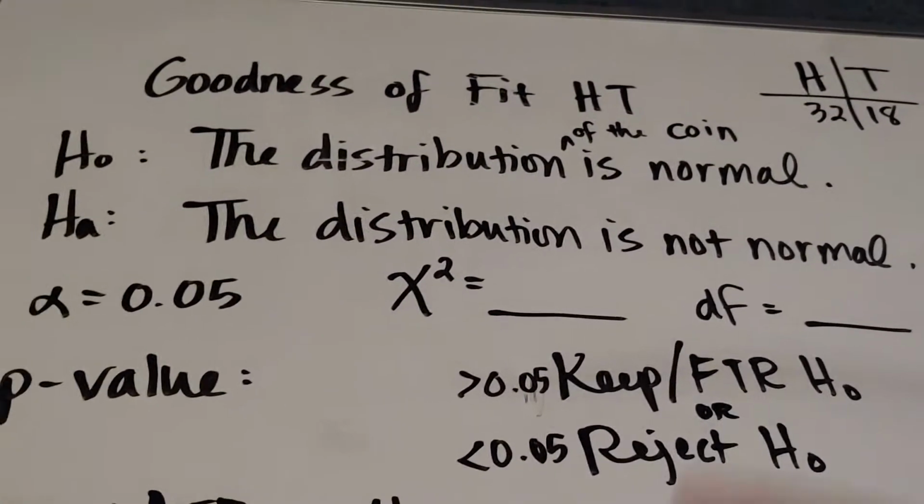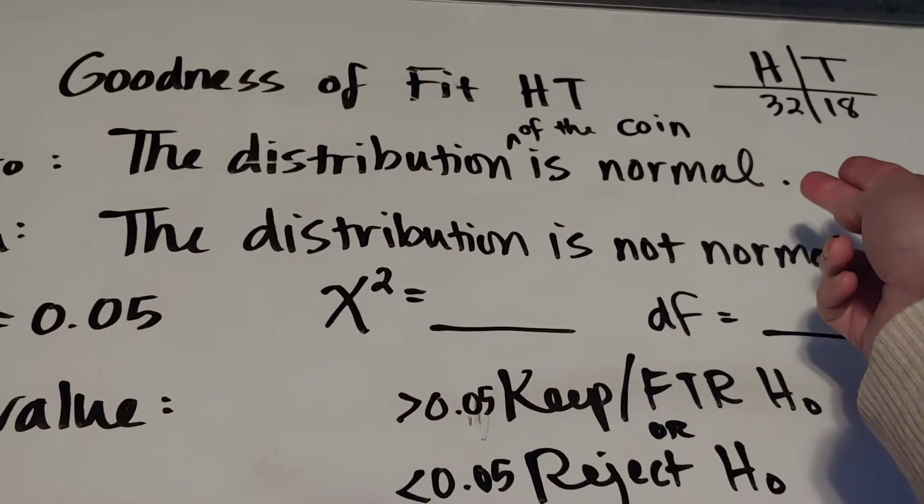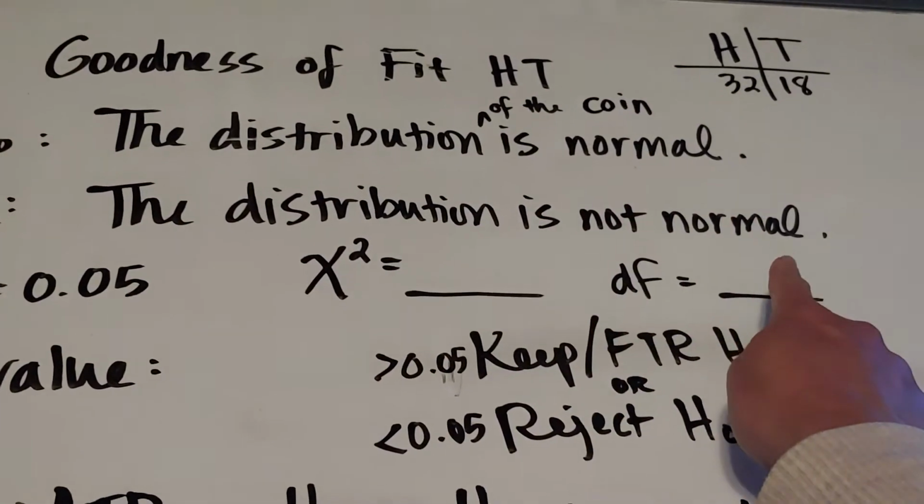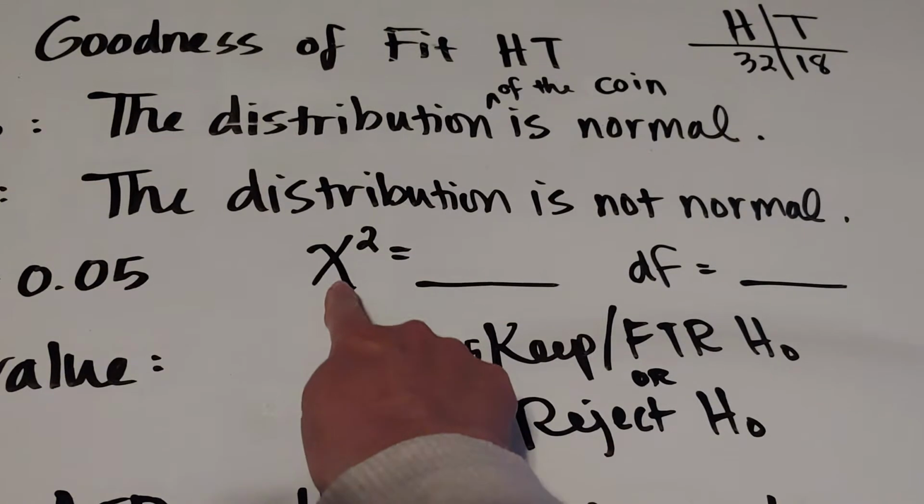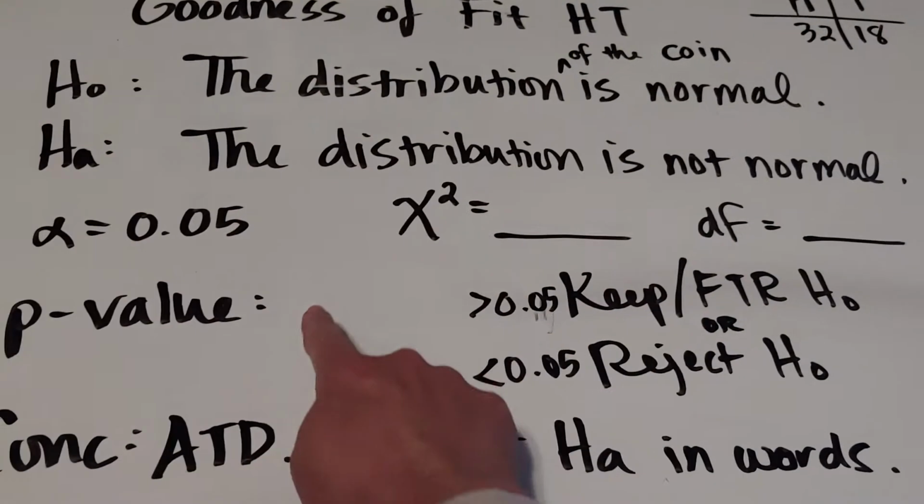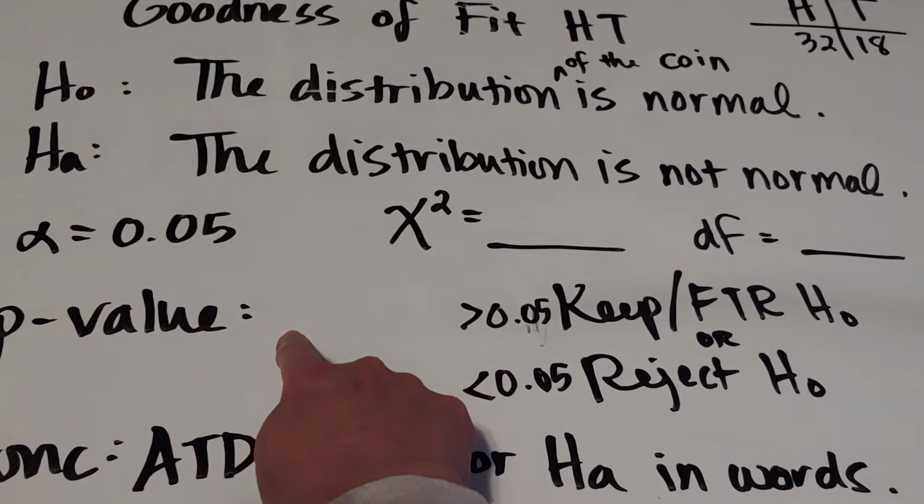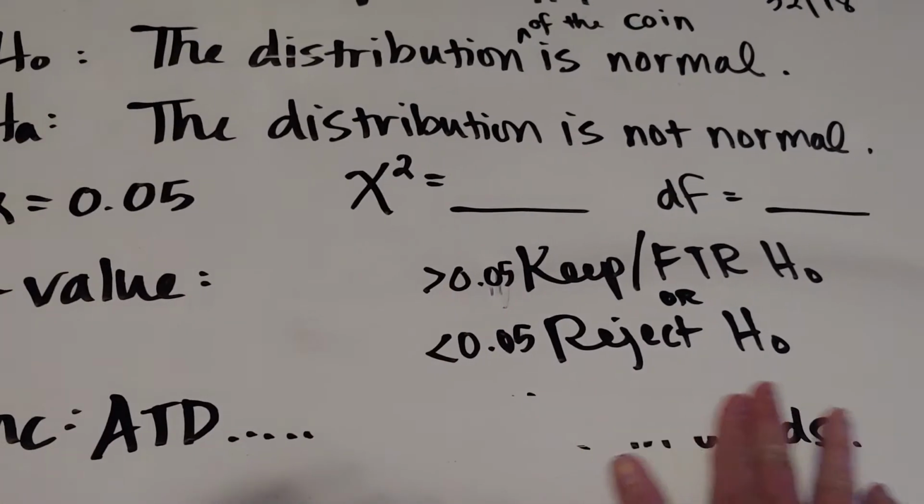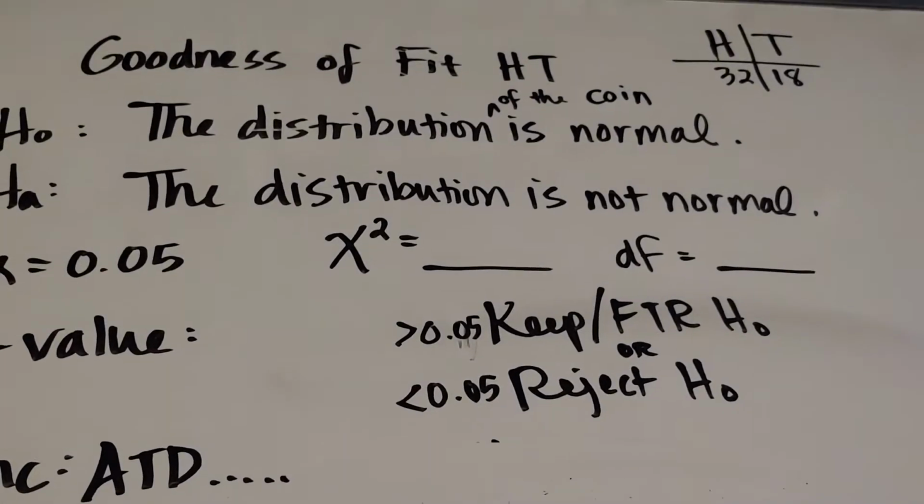Okay, so our null hypothesis, always, is that the distribution is normal. The alternate is always saying it's not normal. The chi-squared, the df, and the p-value we're going to get from StatCrunch. So we just have to figure out what we're going to get for this problem. All right, so let's go ahead and show StatCrunch.